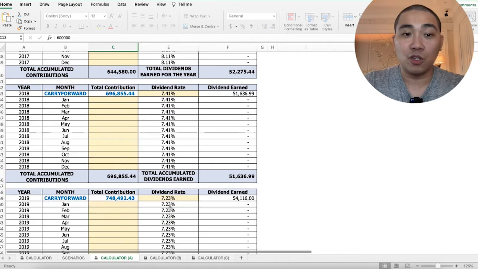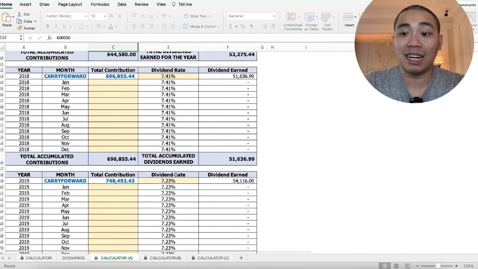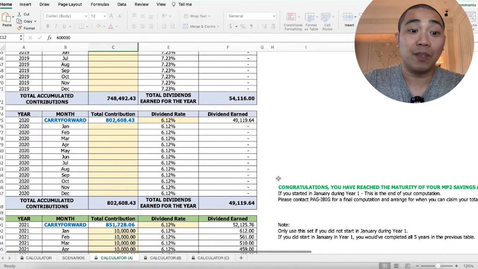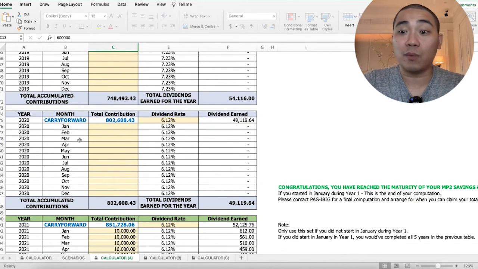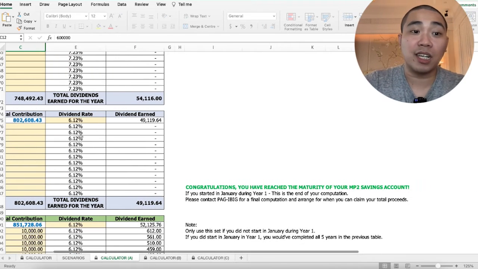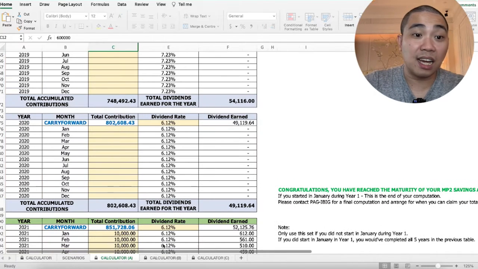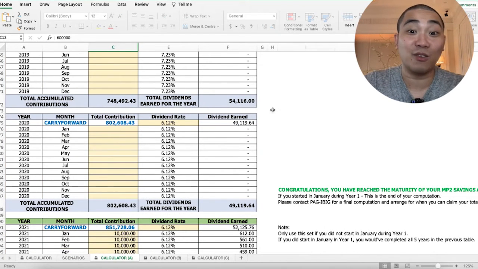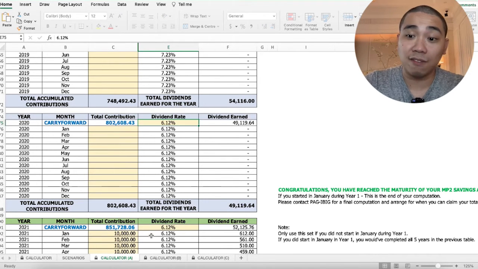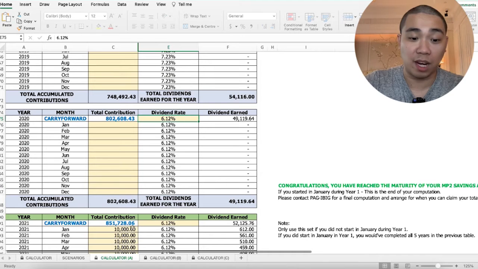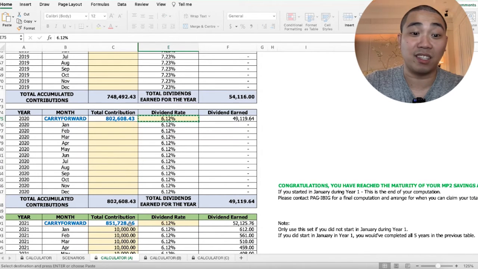Nadadagdag siya. So, what you will notice here is nag-accumulate siya dun sa balance na kini-carry forward, na at the end of the year, sa 2020, on the 5th year, yung 600 mo actually, nag-gain 800,000 na. And nag-earn siya ng 6.12% dividend rate for that year. So, yung total na makukuha nyo at the end of 5 years is actually 851,728.06.